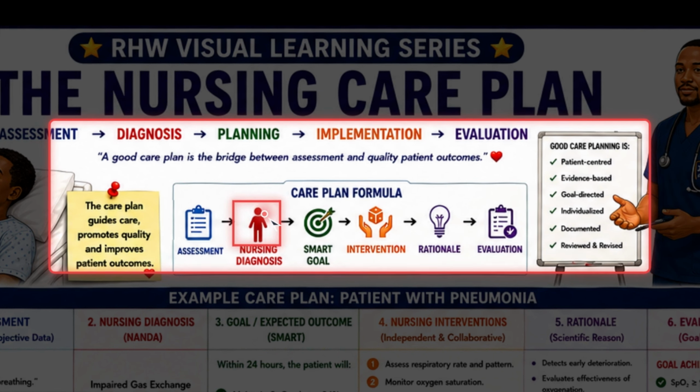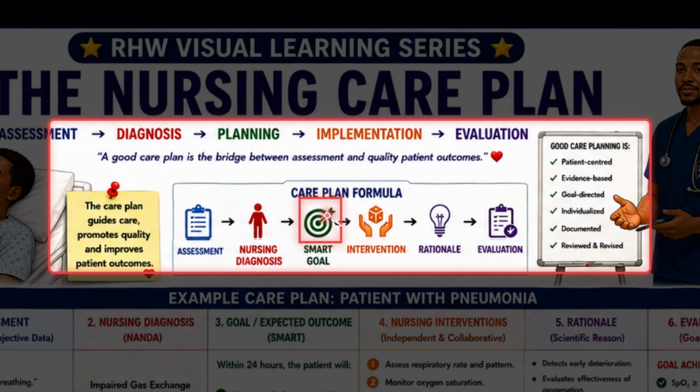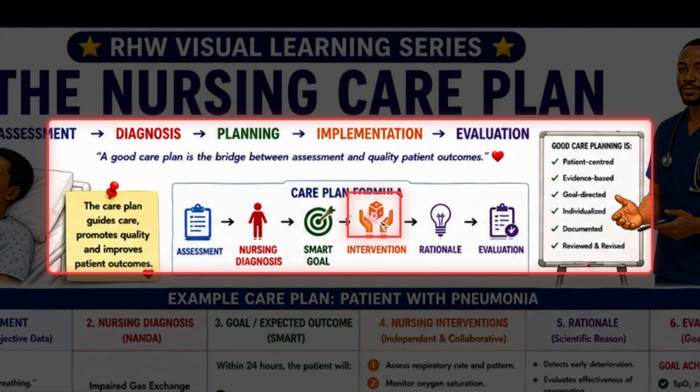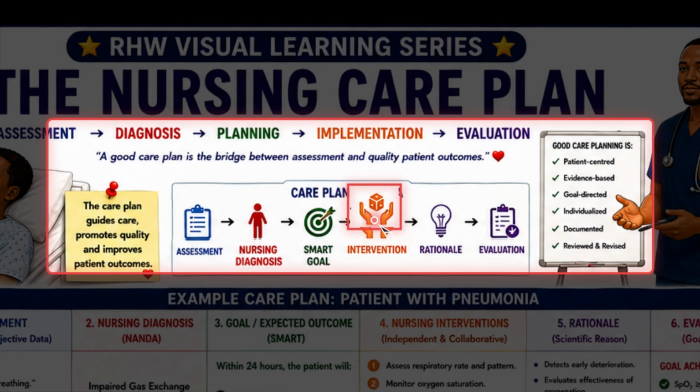approved terminology like NANDA. Step 3 formulates the SMART goal, specifying precisely what measurable patient outcome we expect to achieve and within what time frame. Step 4 establishes the nursing interventions, the deliberate, evidence-based actions nurses perform to address the diagnosis and achieve the goal. Step 5 provides the scientific rationale, answering the critical question, why does this intervention work physiologically or clinically?